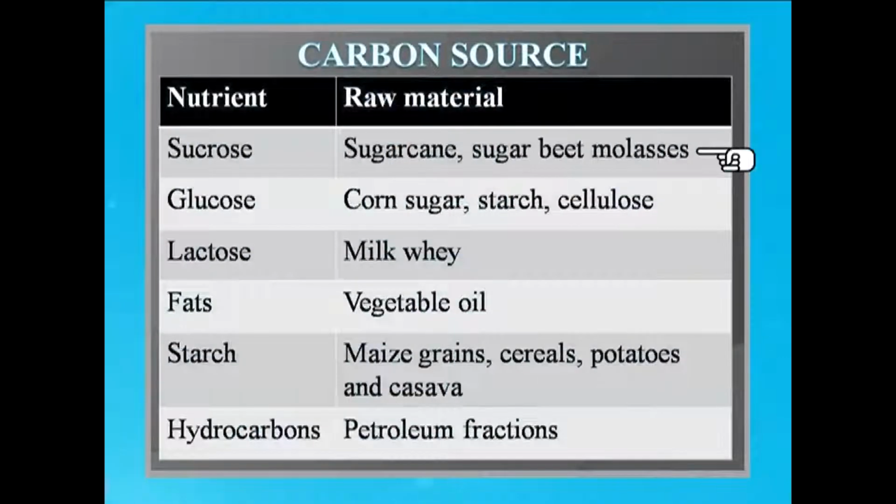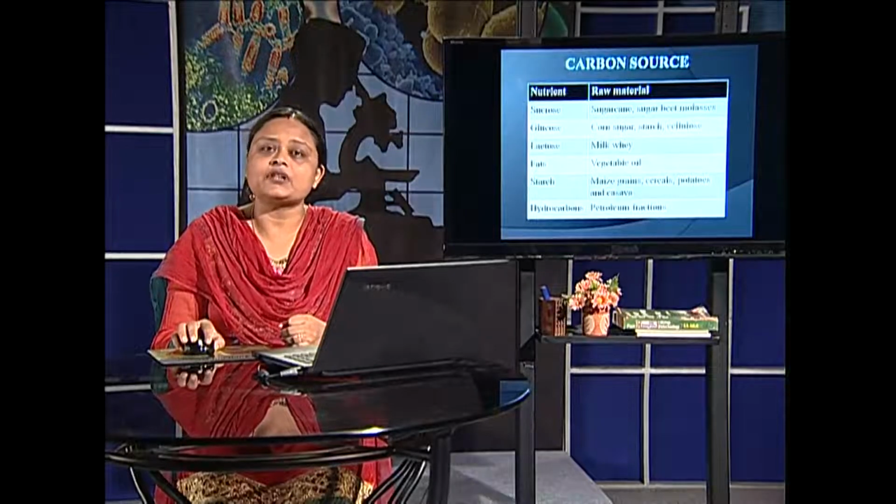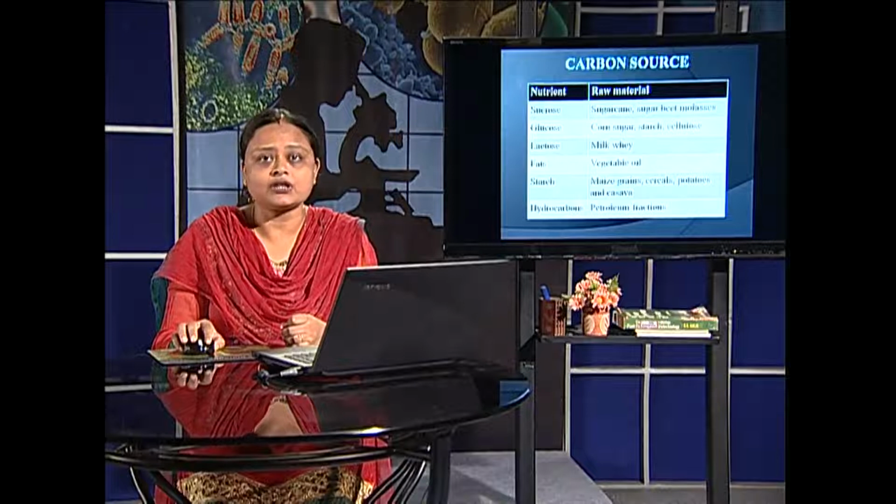To supply sucrose, we have sugarcane and sugar beet, and both these can be processed to give us molasses. Glucose can be obtained easily from corn sugar, starch, or cellulose. Lactose is obtained from milk whey, fats from several vegetable oils, starch from maize, potatoes or other grains, and hydrocarbons from the petroleum fraction. And here itself we can have an overview that most of these components, although they do provide the required nutrients, cannot always be used. Like in a country where sugar production is not high, we cannot go for utilizing sugar for the industries.